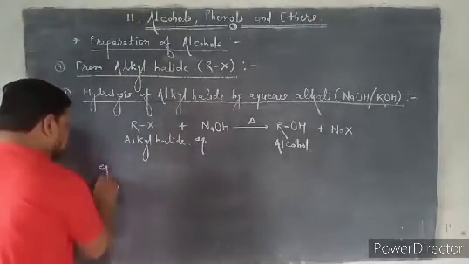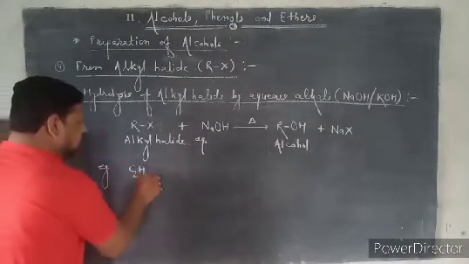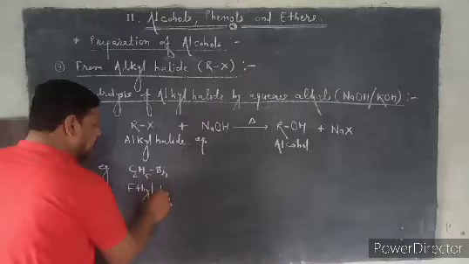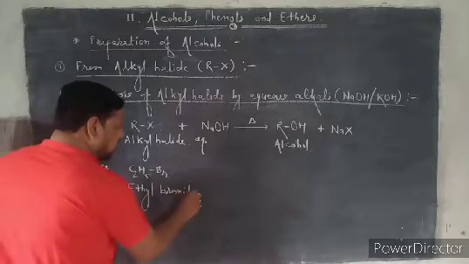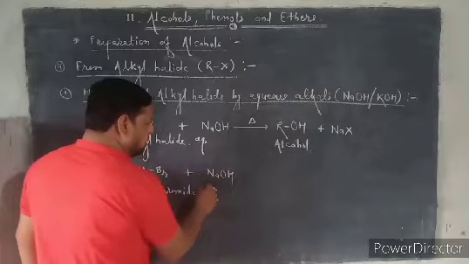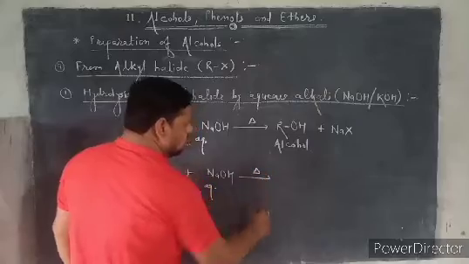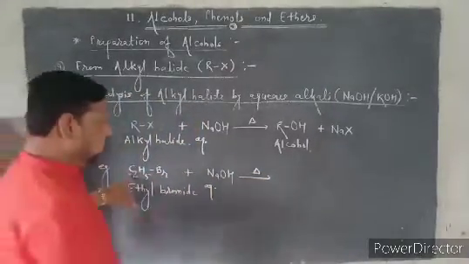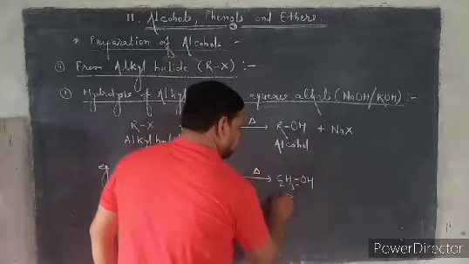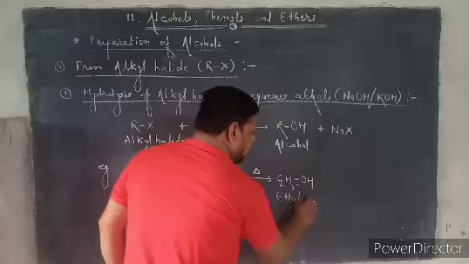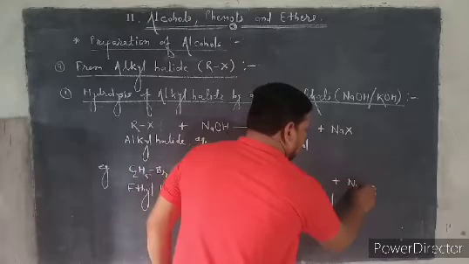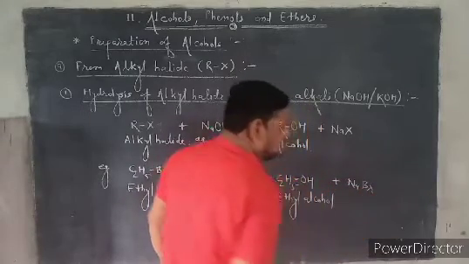For example, C2H5Br, ethyl bromide, is heated with aqueous NaOH, then it gives C2H5OH, that is ethyl alcohol, and NaBr, sodium bromide.